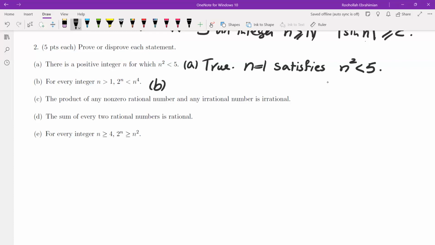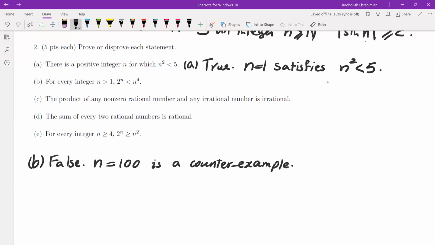Okay. The second part is for every integer n, 2 to the n is less than n to the 4th. So if you think about this one, the left-hand side is an exponential function. The right-hand side is polynomial. From your experience, you know that exponentials grow faster than polynomial. In other words, 2 to the n at some point is going to be more than n to the 4th. So we're going to just try something large. So this one is false. All we need to do is give one counterexample. So n equals, let's say 100 is a counterexample.